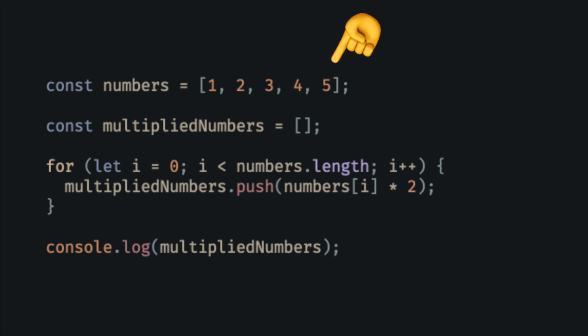This code creates an array of numbers. It then initializes an empty array called multipliedNumbers. Using a for loop, it iterates over each item in the numbers array and multiplies it by 2. The multiplied numbers are pushed into the multipliedNumbers array. Finally, the multipliedNumbers array is logged to the console.